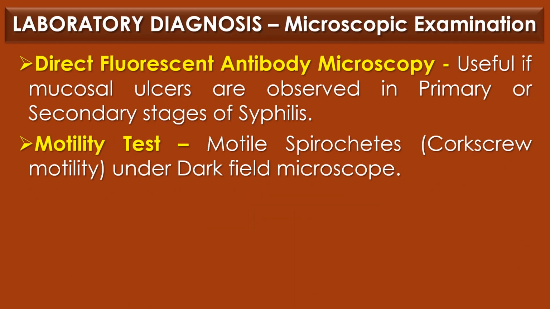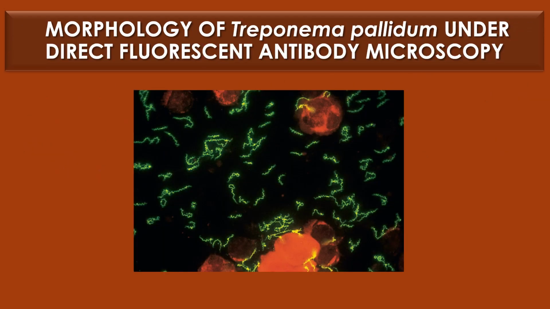Laboratory diagnosis of Treponema pallidum. The first diagnostic method is microscopic examination. Direct fluorescent antibody microscopy is very useful if mucosal ulcers are observed in the primary or secondary stage of syphilis. In the motility test, motile spirochetes which show corkscrew motility are observed under the dark field microscope. This image shows the morphology of Treponema pallidum under the direct fluorescent antibody microscopy.